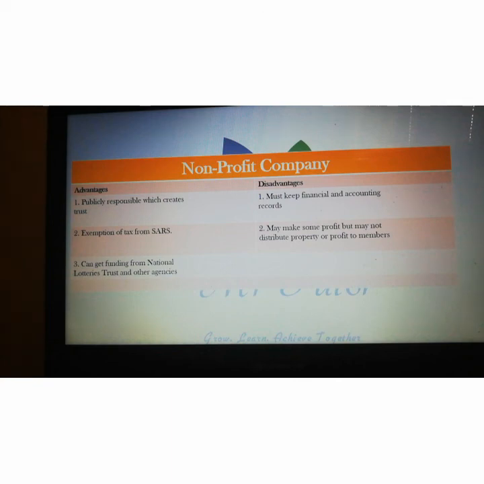The disadvantage of having such a company is that you must keep each and every financial document and financial record. Each and every transaction that you make must be kept.